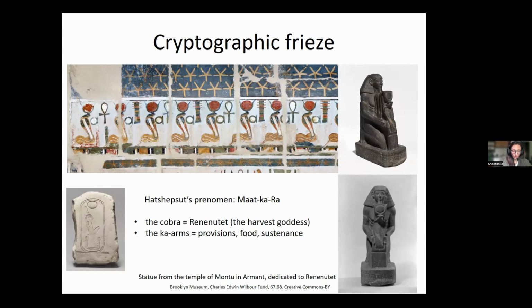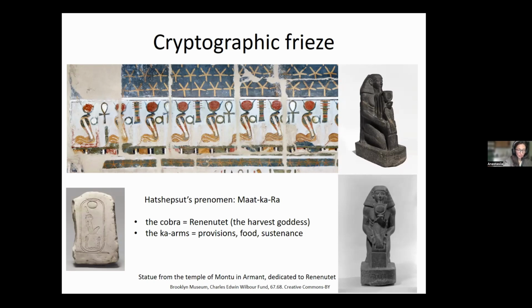special devotion to Renenutet, the harvest goddess, playing on the associations of one of his titles, namely the overseer of the double granary of Amun, because we may read this cryptogram not only as Maat, ka, Ra, but also as Renenutet is the ka of Ra, and in this case, ka would mean provisions, food, and sustenance.